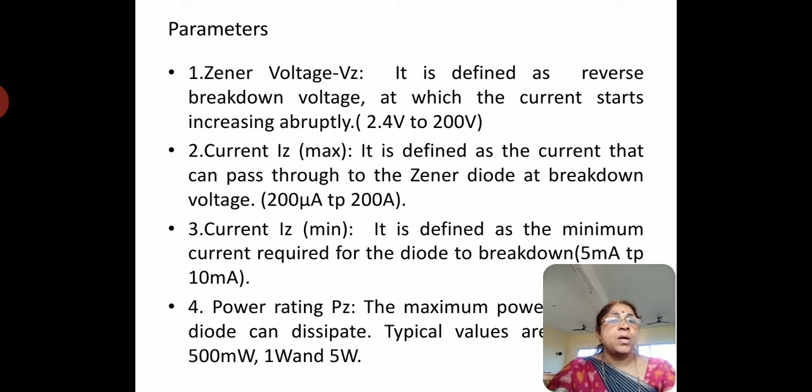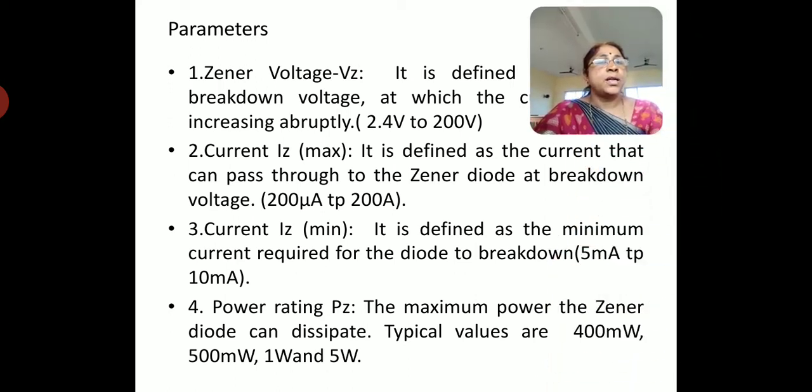Then number 2, current Iz, that is the maximum current. It is defined as the current that can pass through the Zener diode at breakdown voltage, and its value is from 200 microamps to 200 amperes. And the third one is the minimum current, Iz minimum. It is defined as the minimum current required for the diode to break down. Its value is from 2 milliamps to 10 milliamps.